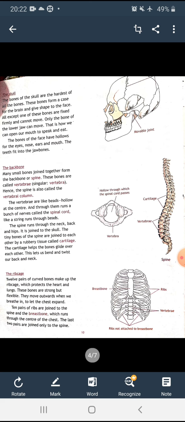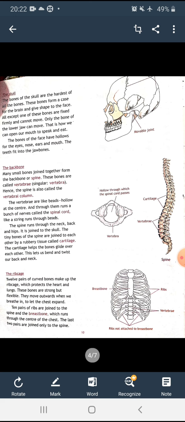With the help of our skull, it protects the brain, because the brain is a very delicate organ, and it gives shape to our face. All except one of these bones are fixed firmly and cannot move. Only the bone of the lower jaw can move. That is how we eat. We can open our mouth to speak and eat.